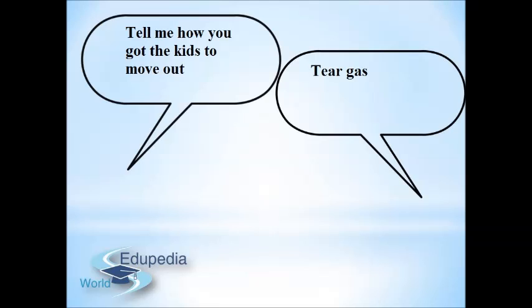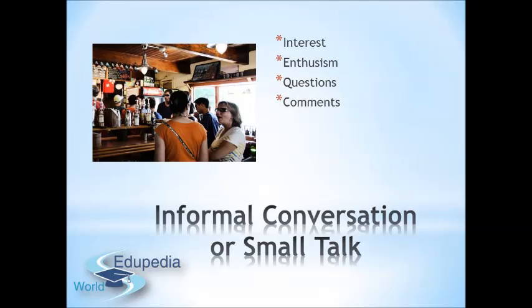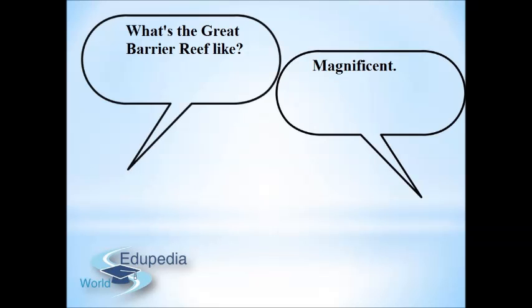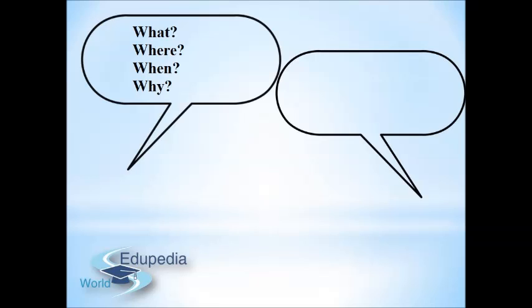It's important to remember that conversation is not about sharing deep and profound and fascinating things. It's about talking about common, ordinary, everyday things with interest and enthusiasm, asking questions and making comments. To ask someone to describe something, you might use the word what's and like, as in, what's the weather like? What was your trip like? What's is short for what is. What's the Great Barrier Reef like? What, where, when, and why are question words.